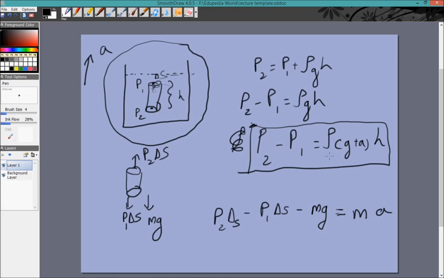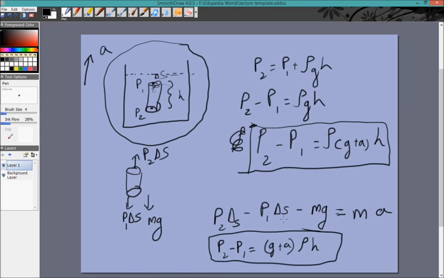From that you can just see that we've already gotten this result. P2 minus P1 is equal to (g plus A) times m. M can be written as rho into h into delta S, and delta S cancels. So we get this result. In a stationary liquid, P2 minus P1 is rho g h. When the liquid is accelerating, we can just use the concept of pseudo force, or we can actually derive it directly from scratch, and this is the result we get.